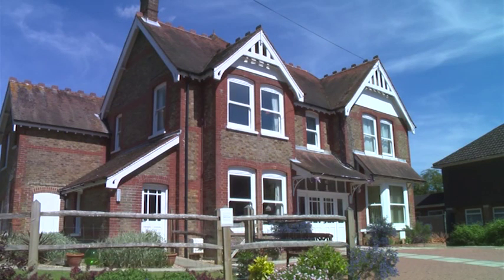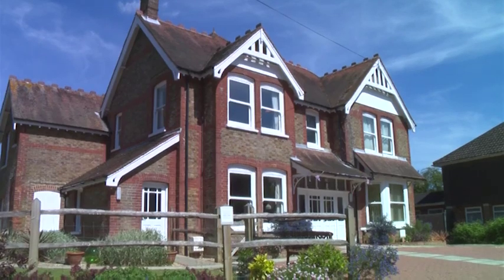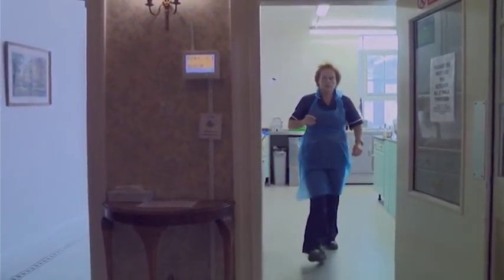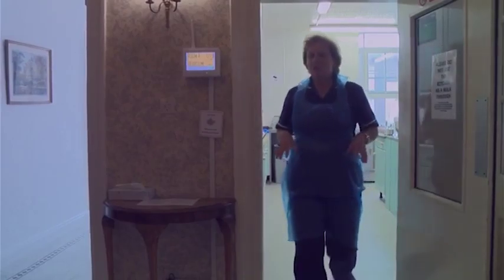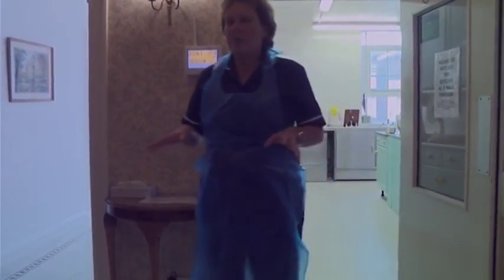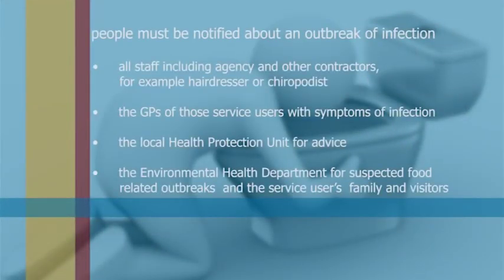An outbreak can be defined as 2 or more cases of infection occurring around the same time in service users and/or their carers, or an increase in the number of cases normally observed. A variety of people must be notified about an outbreak of an infection.